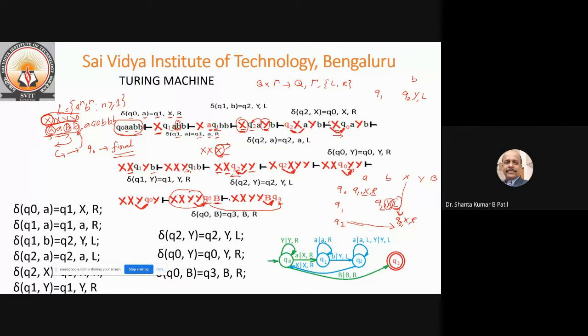If you are comparing these two IDs, Q1 is reading B. So that's what I have taken: the transition function is Q1 B. The state is changing from Q1 to Q2, so it is Q2. And B has been changed to Y, that's what I have taken here, Y. And it was after A, now the state has come before A, which means it is moving left side. So hence I have taken left side.